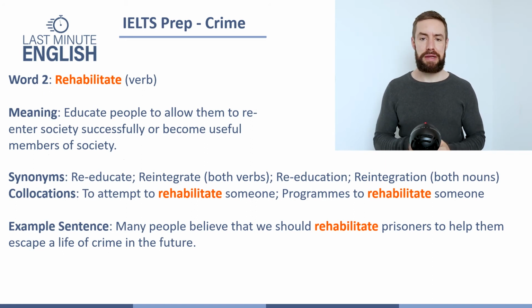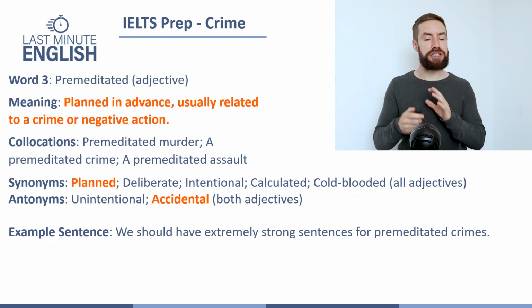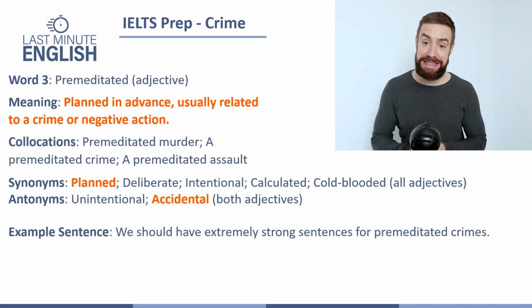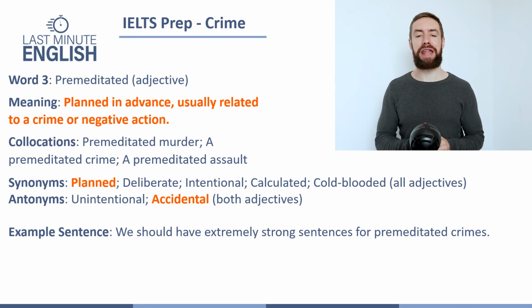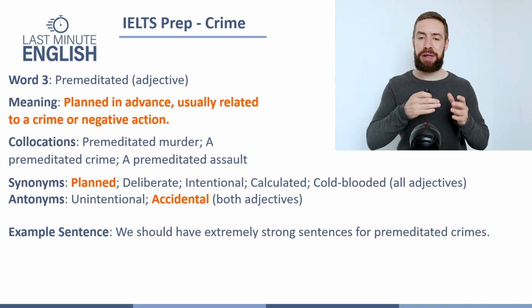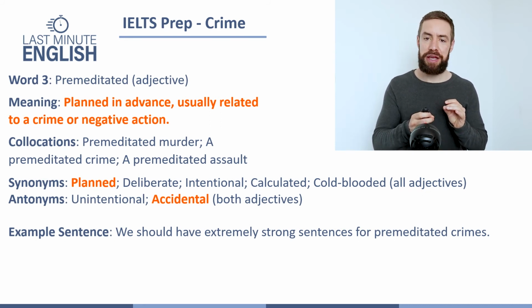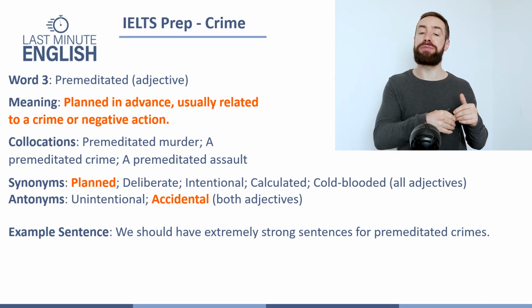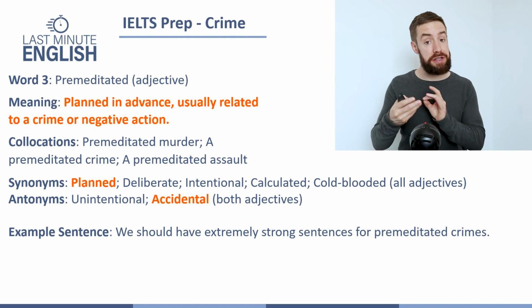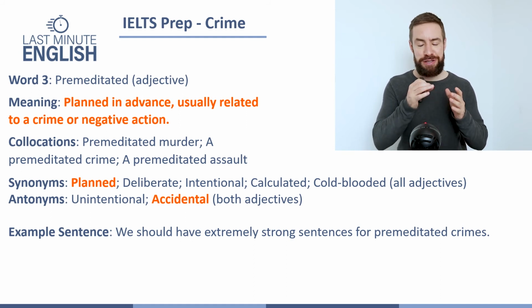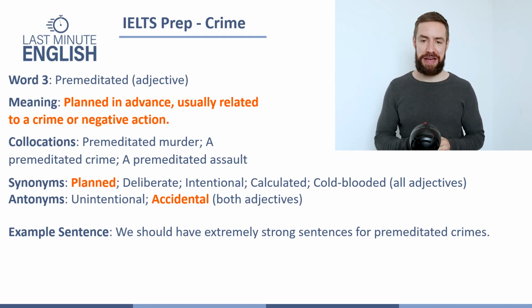And then we move on to word 3, which is premeditated, and the meaning is a crime that is planned in advance. It's planned before. And you might have been able to guess that one by looking at pre, which means before, and medi or meditate, which is to think about something. So it's thinking about something in advance, planning that crime.